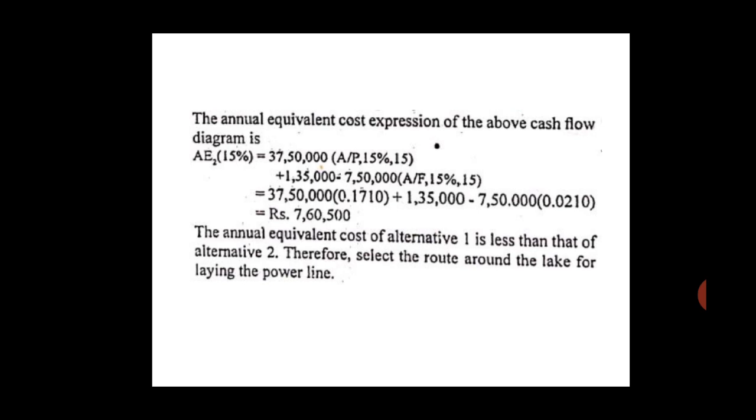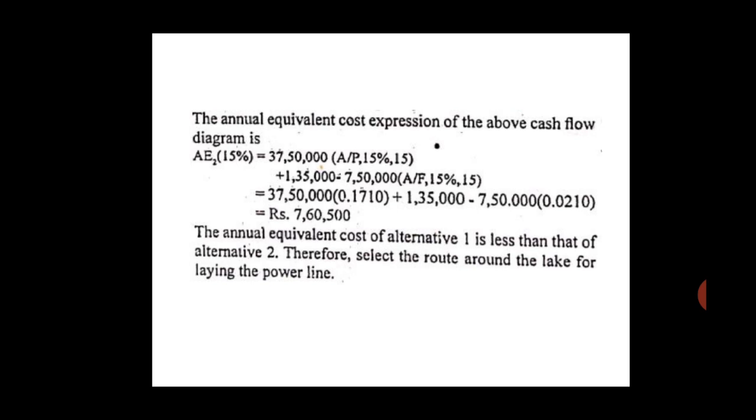So solving this, you will get 7,60,500 rupees. So the annual equivalent cost of alternative 1 is less than that of alternative 2. Therefore, we will select the route to go around the lake for laying the power line, because that is cheaper.